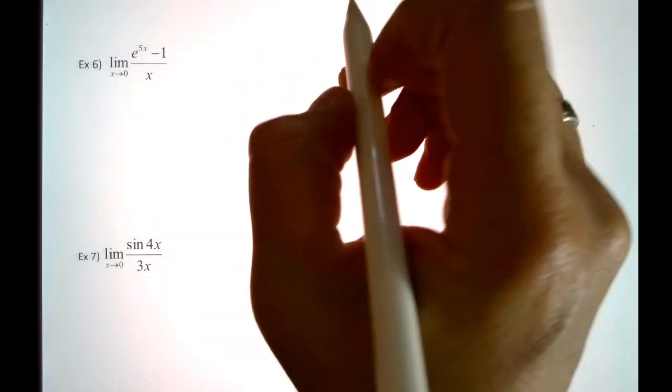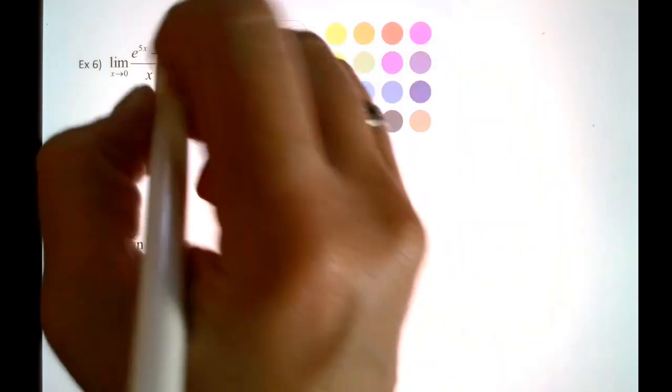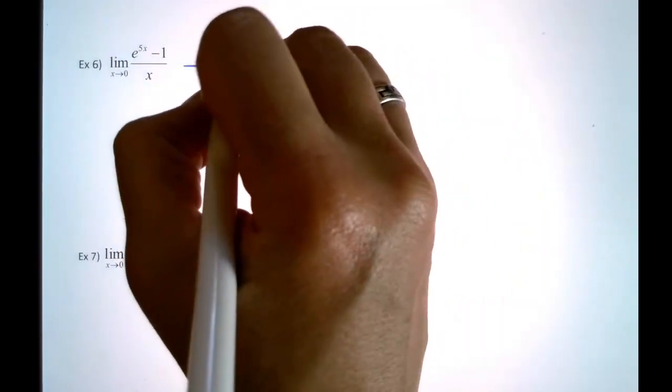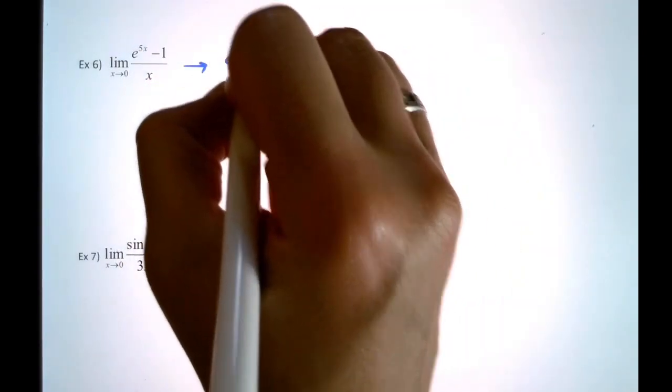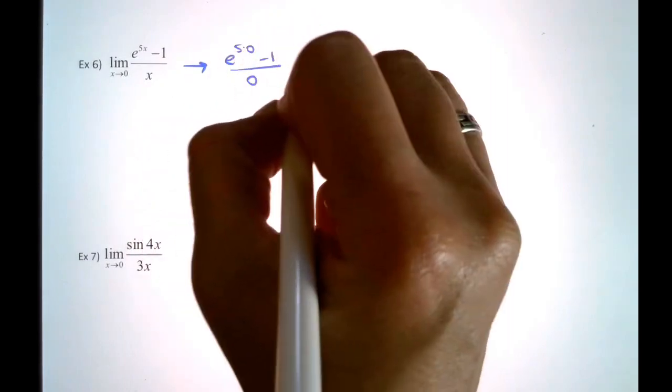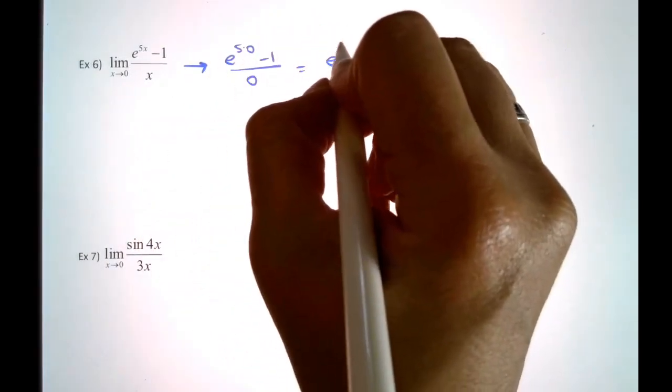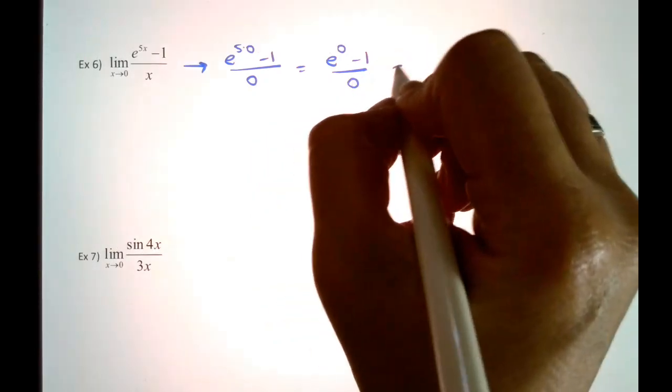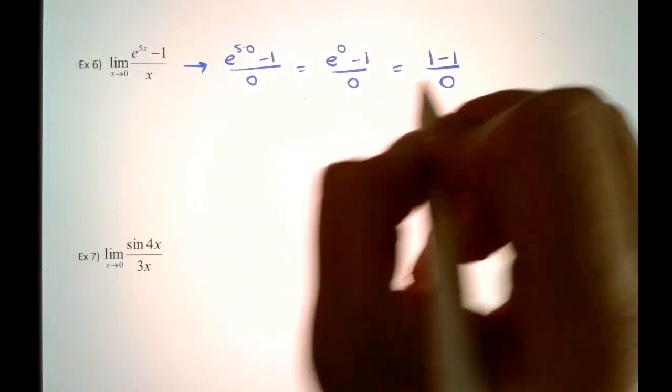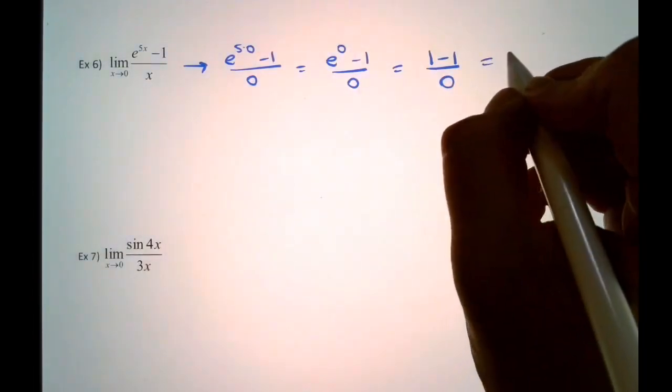Okay. Here's our next guy, which is rational. Now again, I am going to directly substitute. And what do I get? e to the 5 times 0 minus 1 over 0. 5 times 0 is 0. e to the 0 is 1. I don't need a calculator for that. This is 0 over 0.